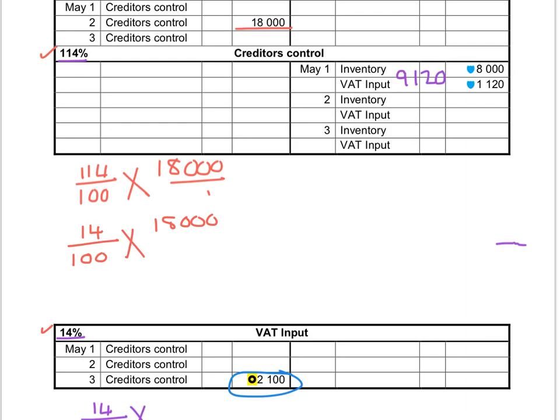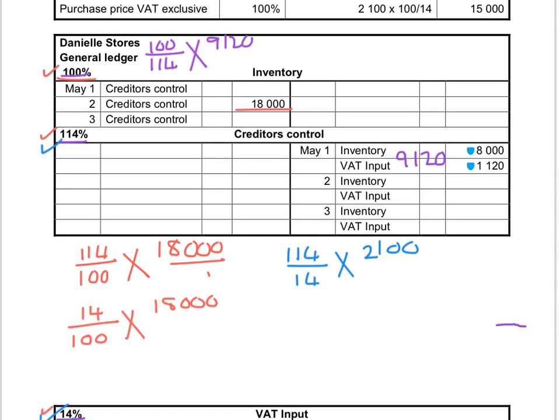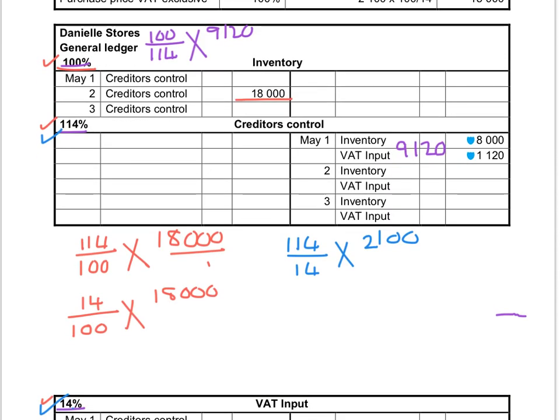In the third one, they gave us the VAT amount as 2,100. So that means they gave us the 14%. If we want to see how much we owe the creditors, we say we want to calculate 114. The one that's known to us is the 14 times 2,100. If we want to calculate the inventory, we want to know what is the 100%. So it means 100. The one that we know is 14 times 2,100.